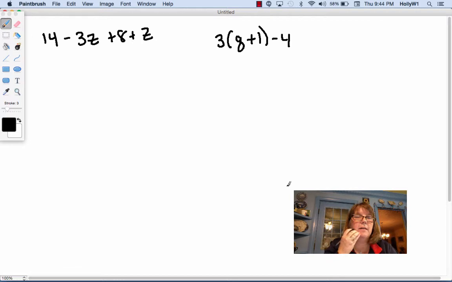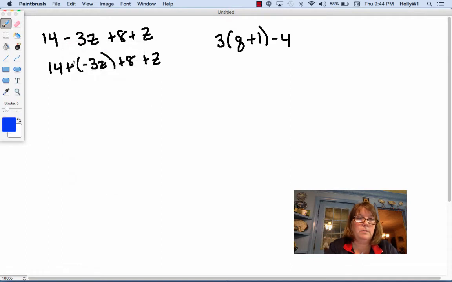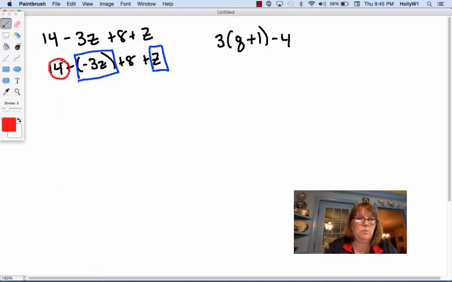Hi, welcome back. So let's see how you did. Remember, the first step we do is, if there's no parentheses, we rewrite the problem as an addition. So 14 plus a negative 3z plus 8 plus z. All right, well, let's identify the like terms. The z's, you have a negative 3z and a z. All right, let's now go identify the constants. So 14 and 8.